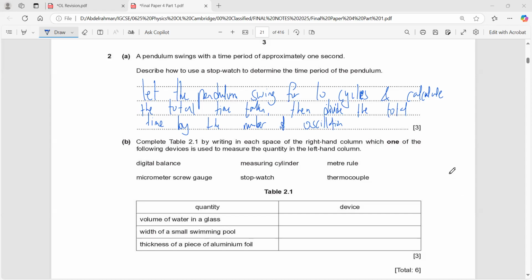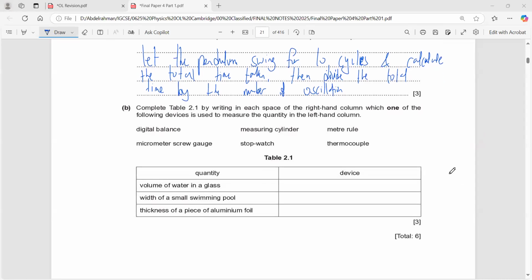Here we have a couple of devices. Look guys, thermocouple has been removed from the syllabus. So if you want to solve past papers and you have any questions regarding the thermocouple, it has been removed.